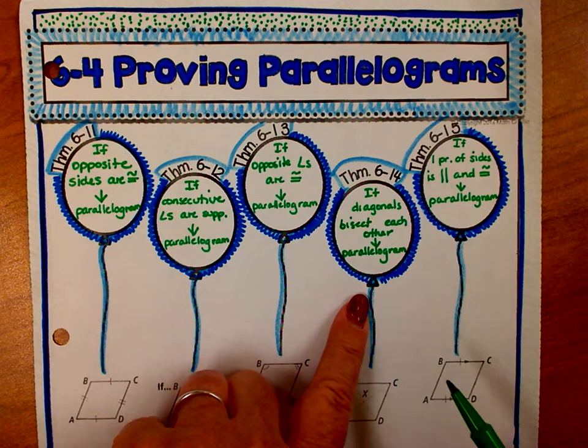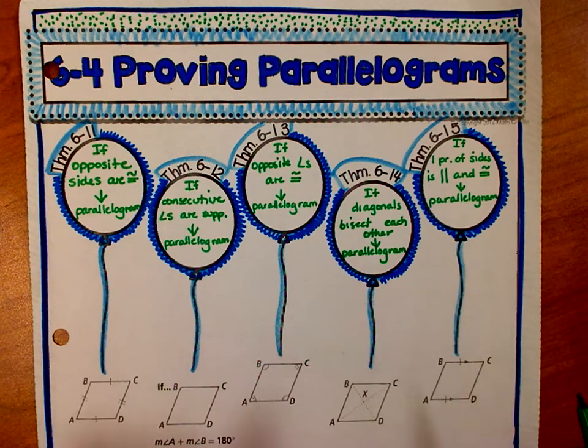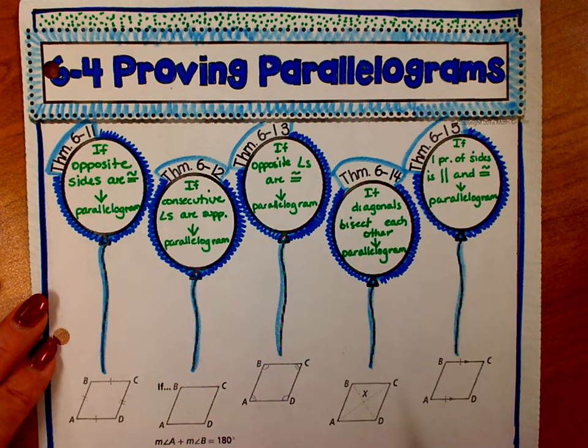Theorem 6.14 says if the diagonals bisect each other, then you have a parallelogram. And Theorem 6.15 says if one pair of sides is both parallel and congruent, then you have a parallelogram. Okay, go ahead and pause the video and make sure you get all of these balloons filled out. As soon as you get the theorems completed and written down, then start the video again.